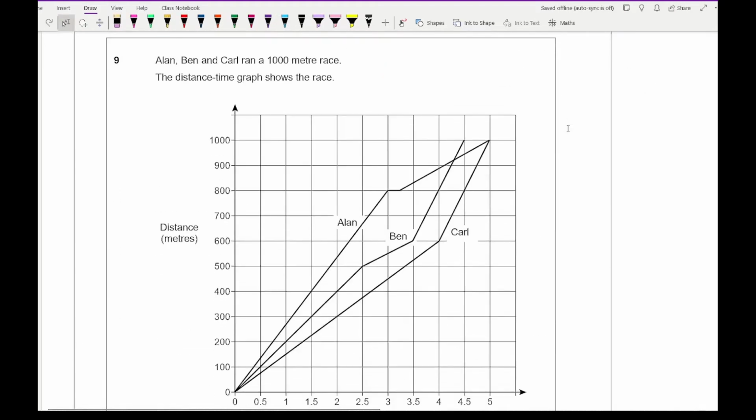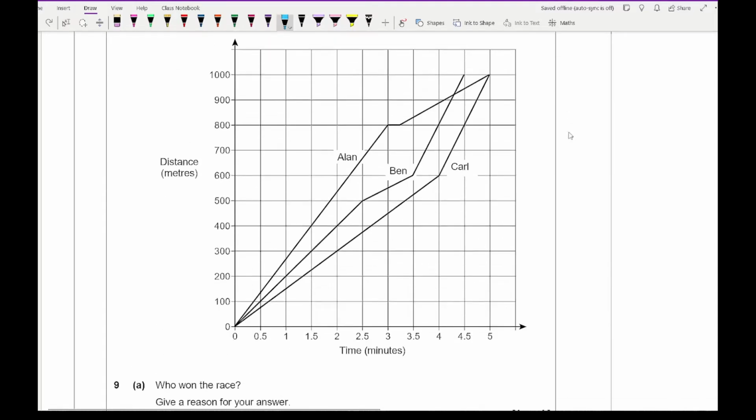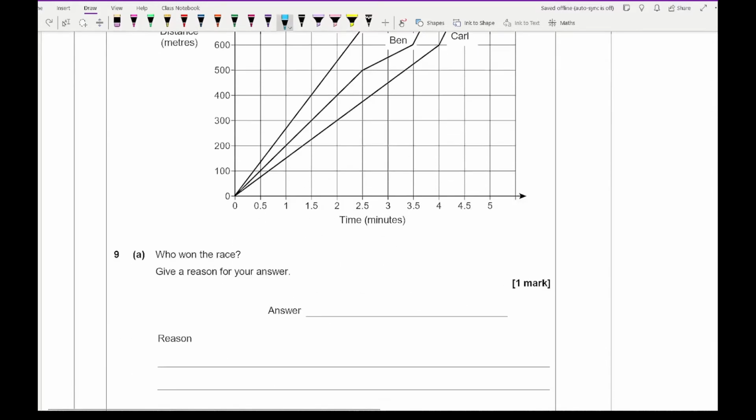Now for question 9 it says Alan, Ben and Carl ran a 1,000-meter race. The distance time graph shows the race, and the question is asking us who won the race. So we're looking for which person finished in the quickest time, and the quickest time is going to be for Ben. Let's just write his name, and the reason for it is because he finished in a quicker time. So something along those lines.